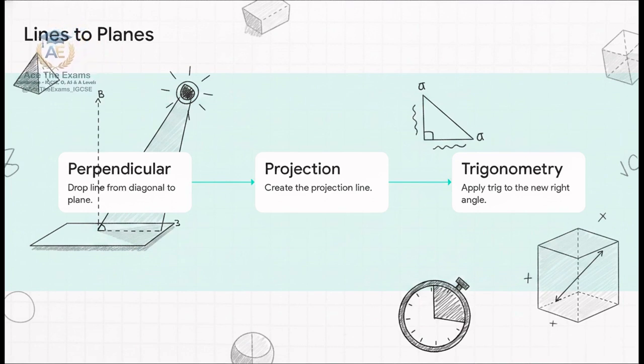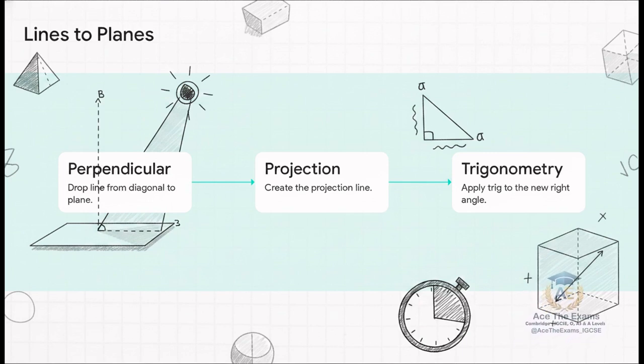Step 1. Drop a perpendicular line from the floating end of the diagonal straight down to the plane. Step 2. Connect the base of that perpendicular line back to where your diagonal started. This creates what mathematicians call the projection of the line onto the plane. Just imagine shining a really bright flashlight straight down onto the diagonal line. The shadow it casts on the flat plane below, that shadow is your projection. Step 3, apply trigonometry to the brand new right angle triangle you've just built.